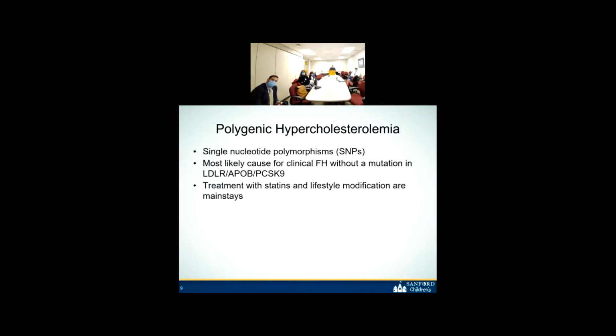And so polygenic hypercholesterolemia is something that we're learning more about. If you do not have a mutation within those 3 main genes, it's usually going to be related to single nucleotide polymorphisms, so kind of multiple little variants. And so these patients still require treatment with statins and lifestyle modifications because their risk is higher for cardiovascular disease as they get older.